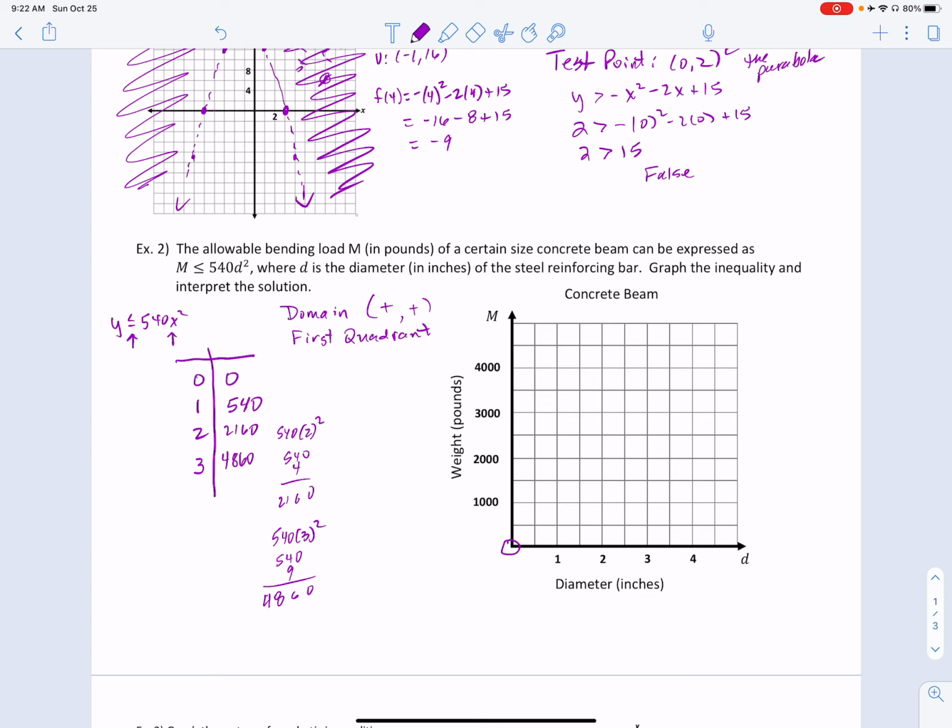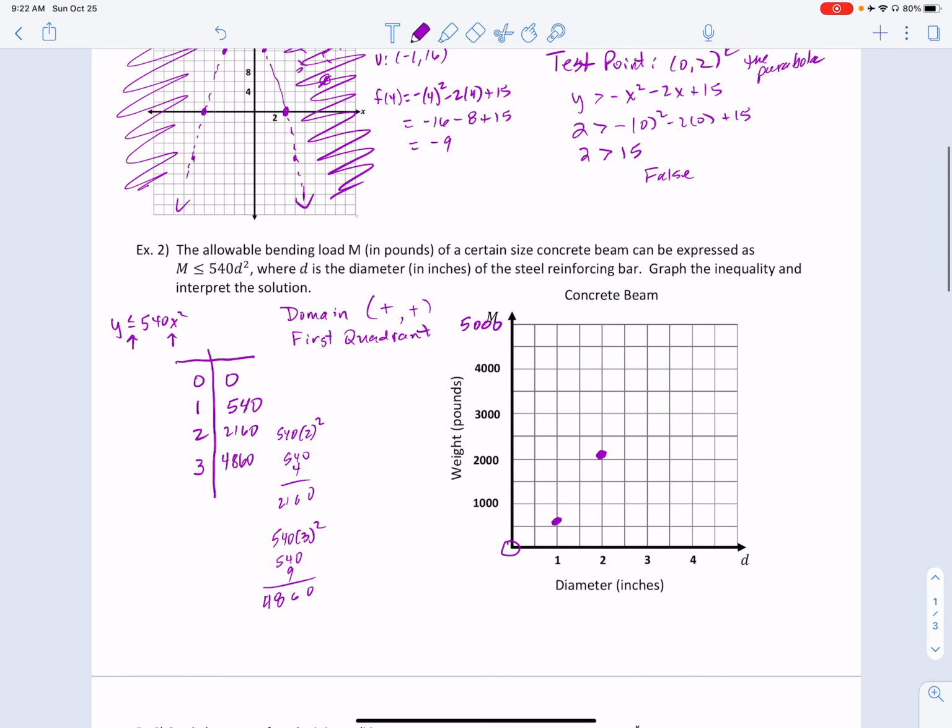notice that I had pre-scaled the y-axis going up to 4,000, so we're already hitting the top of our graph here. Of course, you have to scale your graph after you make the t-table in order to fit the points. Now we're going to plot these. If I go to the right one, I'm up 540, which is slightly above there. If I go to the right two, I'm at 2160, slightly above there. And at 3, I'm at 4860, almost up to the 5,000.